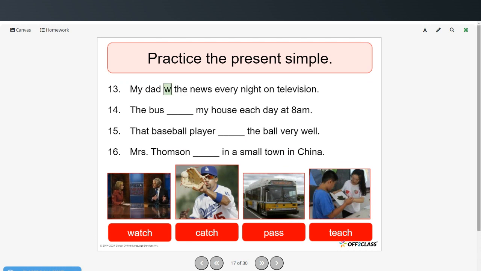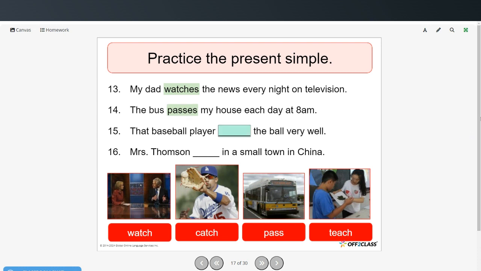My dad watches the news every night on television. The bus passes my house every day at 8 a.m. That baseball player catches the ball very well. And Mrs. Thompson teaches in a small town in China.